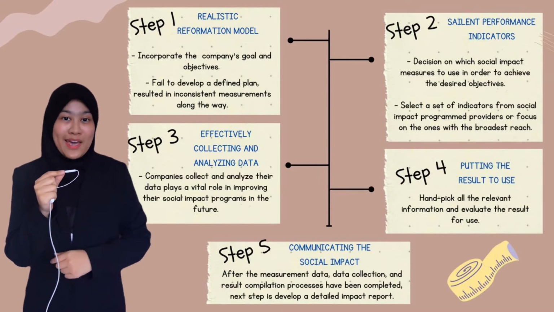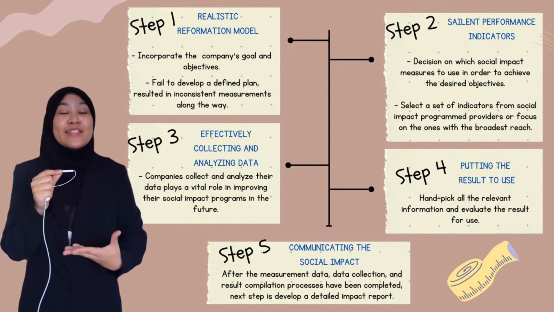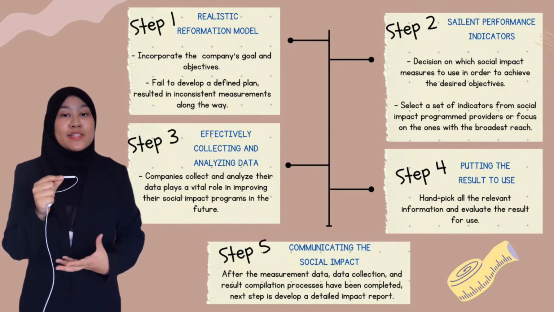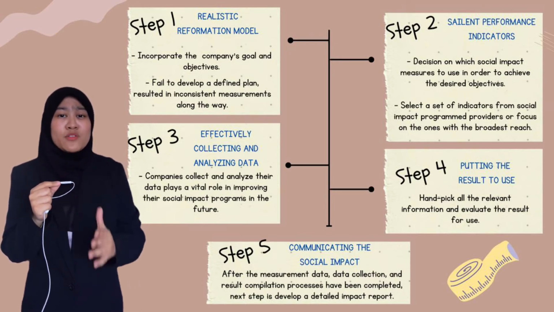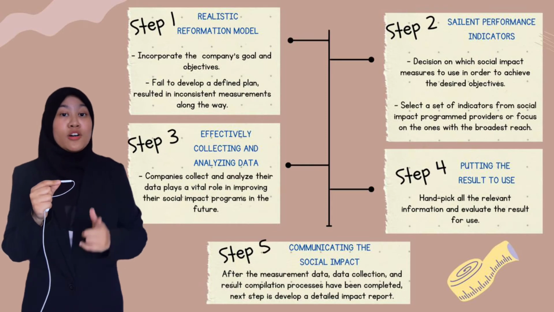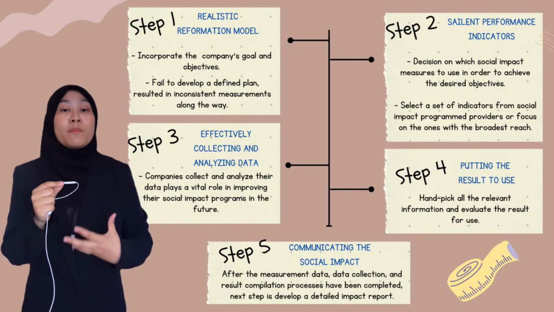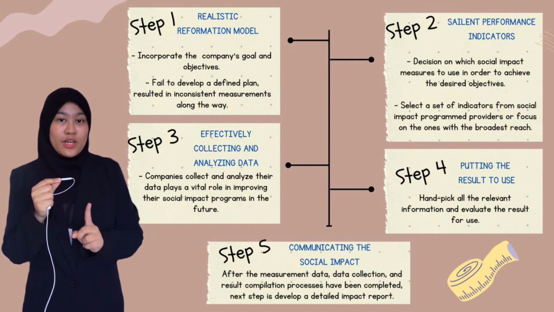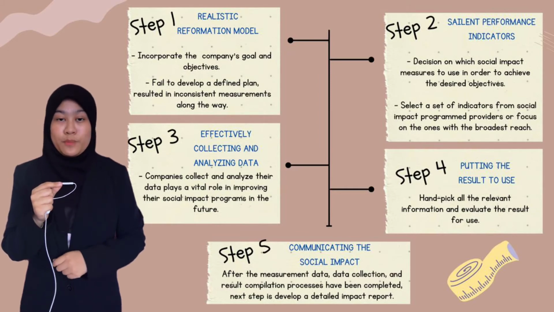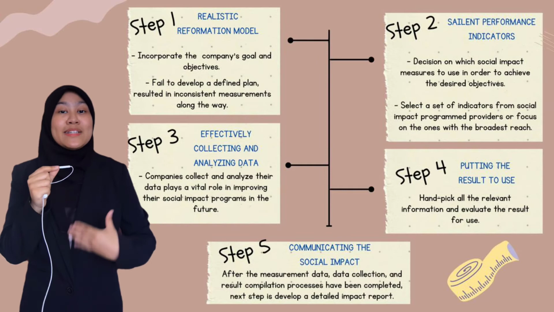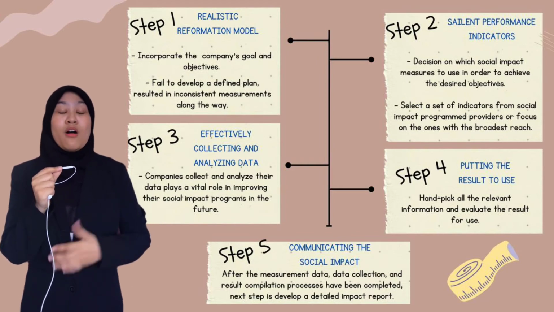We have come to the end, where a crucial aspect of how to measure social impact is to present it effectively to the masses by communicating the social impact measurements. Let's face it, if you collect mounds of data concerning a strategy that costs you a percentage of your revenue, only for it to be incomprehensible to the public, it would be a total waste. That's why, after the measurement, data collection, and result compilation processes have been completed, the next step is to develop a detailed impact report. This report may be included in the company's yearly progress report or released separately.